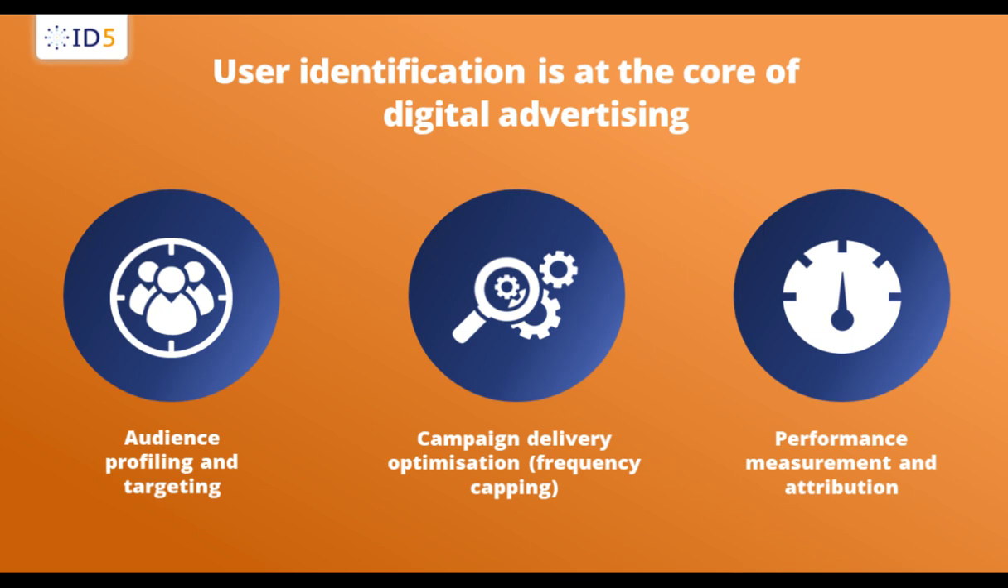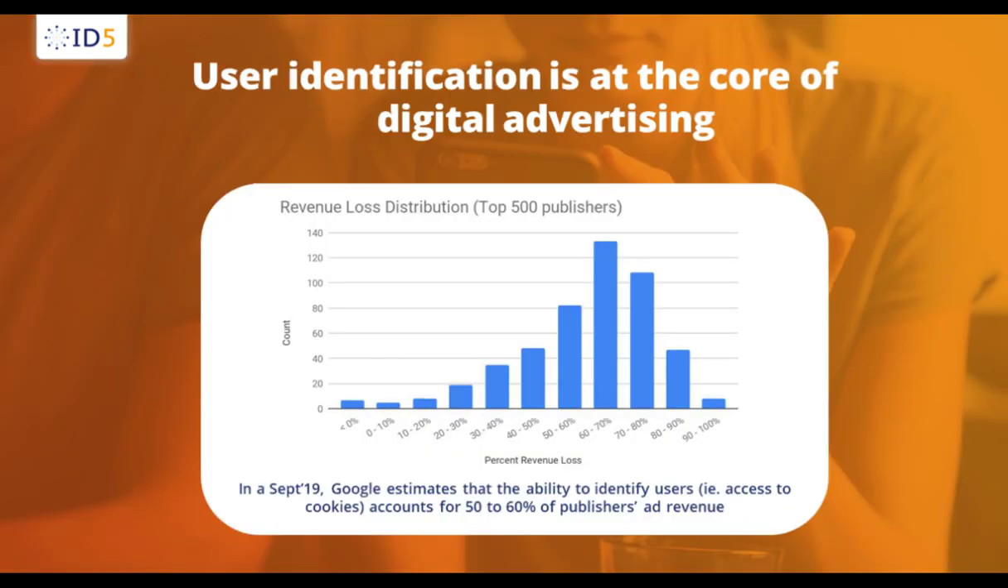So it's really a three-dimensional application that we are looking at where when we talk about identity, it's audiences, profiling, and targeting, but it's also frequency capping of campaigns, and it's also performance measurement and attribution. Those three capabilities that are really core to digital advertising rely on our ability to use IDs, different user IDs, different codes for different users.